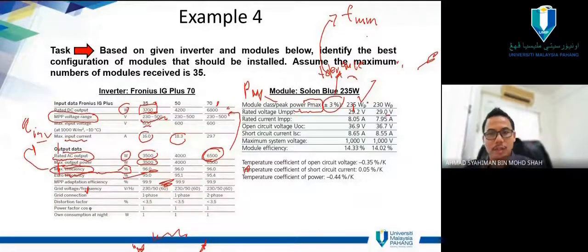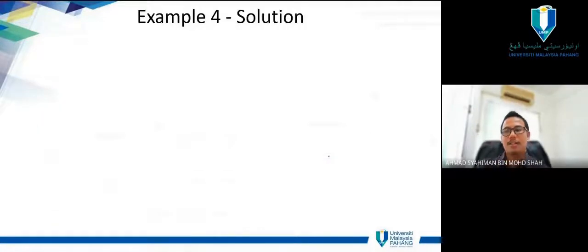Okay, tolerance. Lepas tu dia ada nilai VMP, IMP, ISC, apa semua tu lah. Lepas tu ada temperature coefficient. Ni sebenarnya patut lama, saya cepatkan. Okay. Ni solution dia.